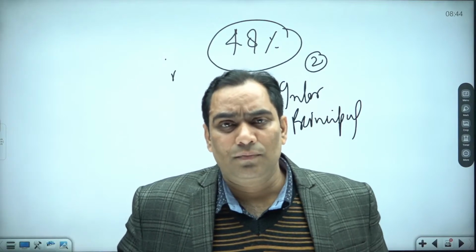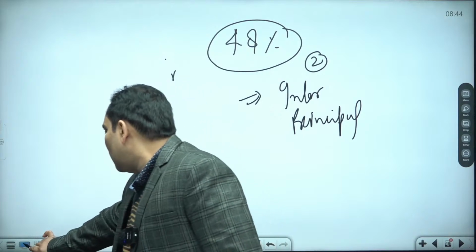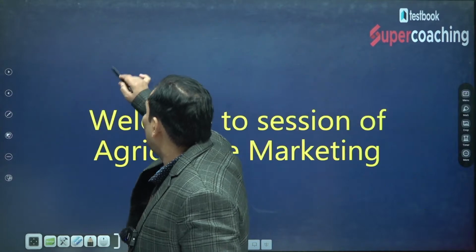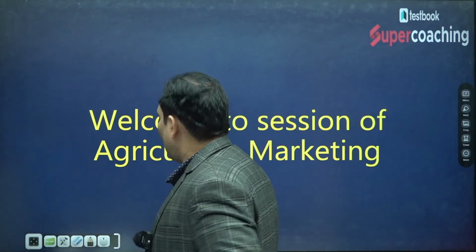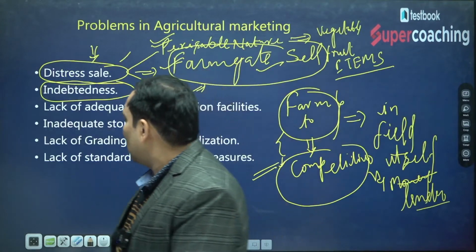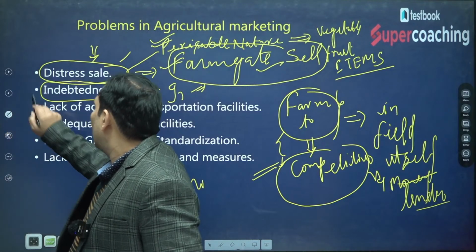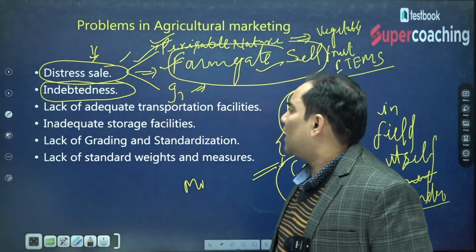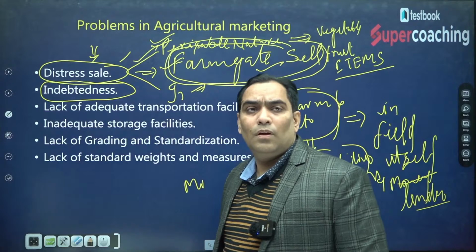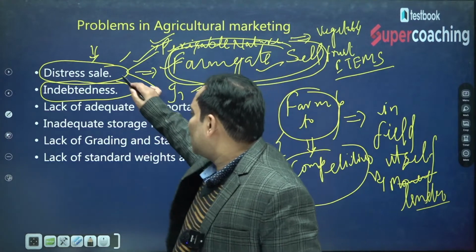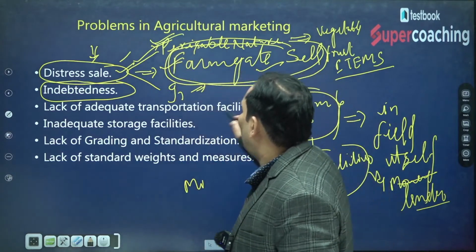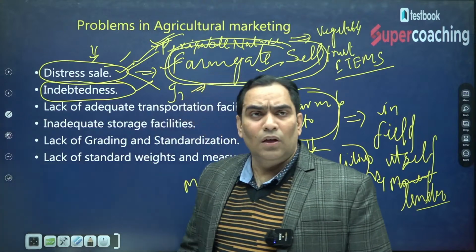adequate prices. That's why, as I said, the farmers have to do distress sale, and it was farm gate sale. Okay, so distress sale happens because of two reasons. One is the perishable nature of the commodity, the other is indebtedness. Okay, so this was the problem.